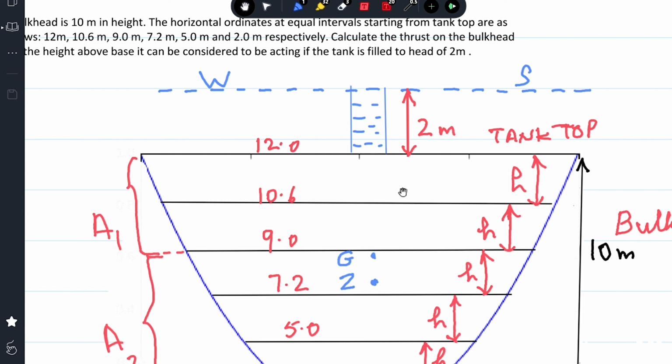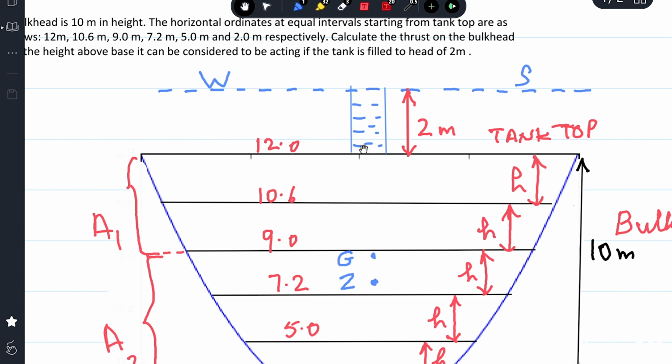The depth is increasing. So here in this diagram, G is the geometric center and Z is the center of pressure. It's below the geometric center, centroid. These are the ordinates, horizontal ordinates: 12, 10.6, 9, 7.2, 5 and 2.